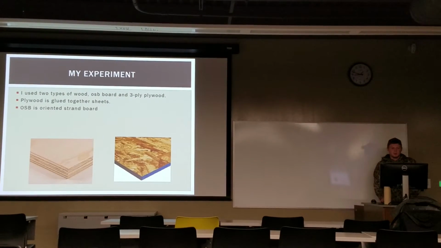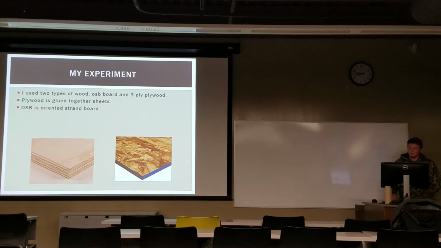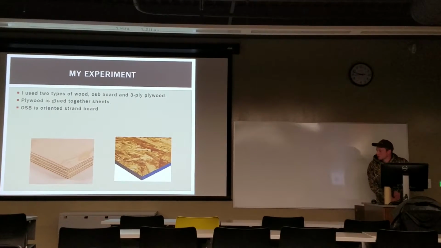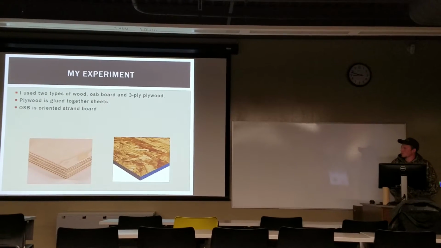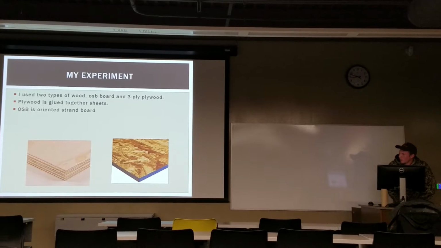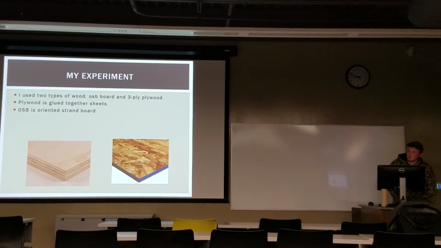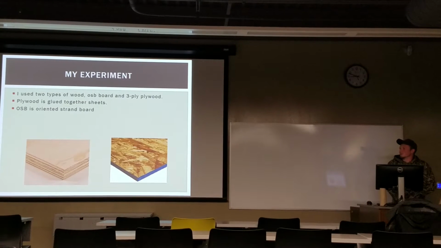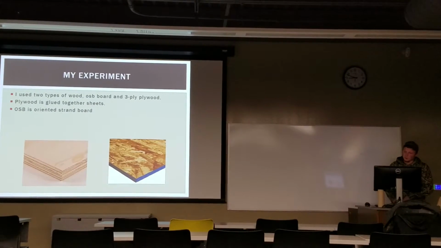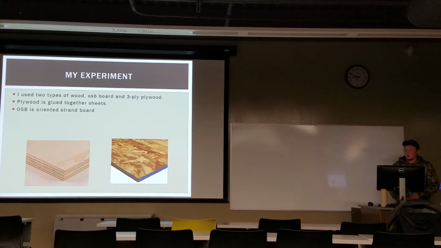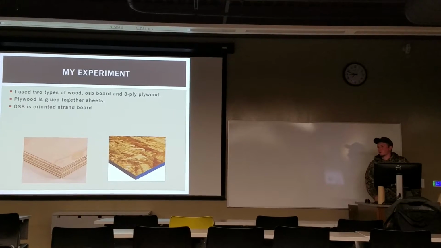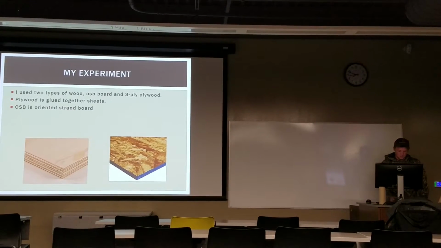So for my experiment, I chose 2 different types of board. One's 3-ply plywood and one's OSB. The picture on the right is the OSB, which is oriented strand board, and the board on the left is the plywood, and plywood is actually glued together with several sheets of wood. And you would think that the oriented strand board is just randomly placed, but it's actually placed in that order to make it the strongest.